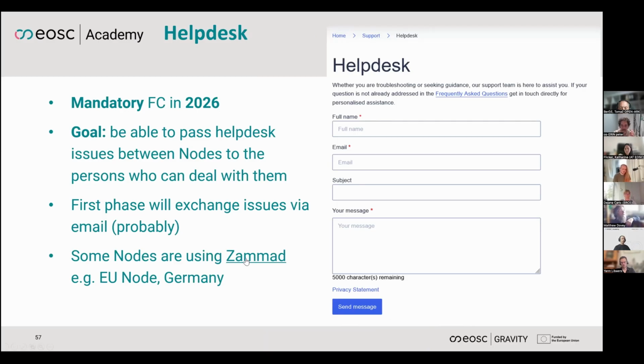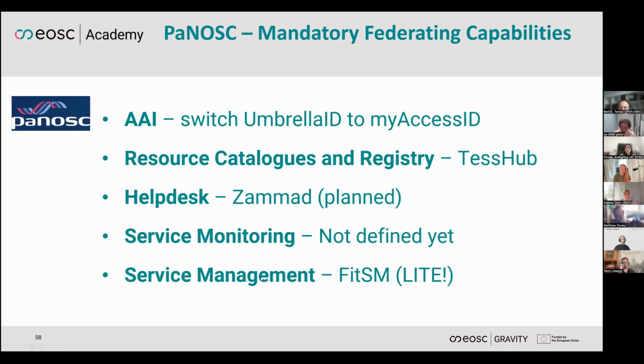What seems to be quite common is there's this tool called Zammad, which has been used by the EU node, also by the German node, as far as I know. And in our case, we're also planning to set up Zammad for our node as well, because seeing as we are a new node and the partners didn't have a common help desk system, we still have to set that up. We have our own AAI proxy.